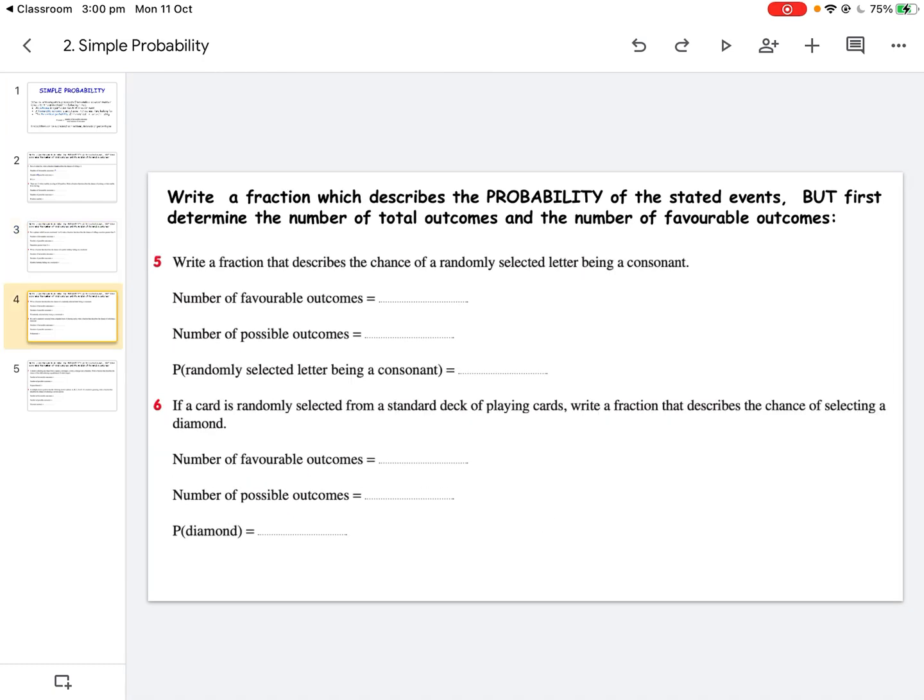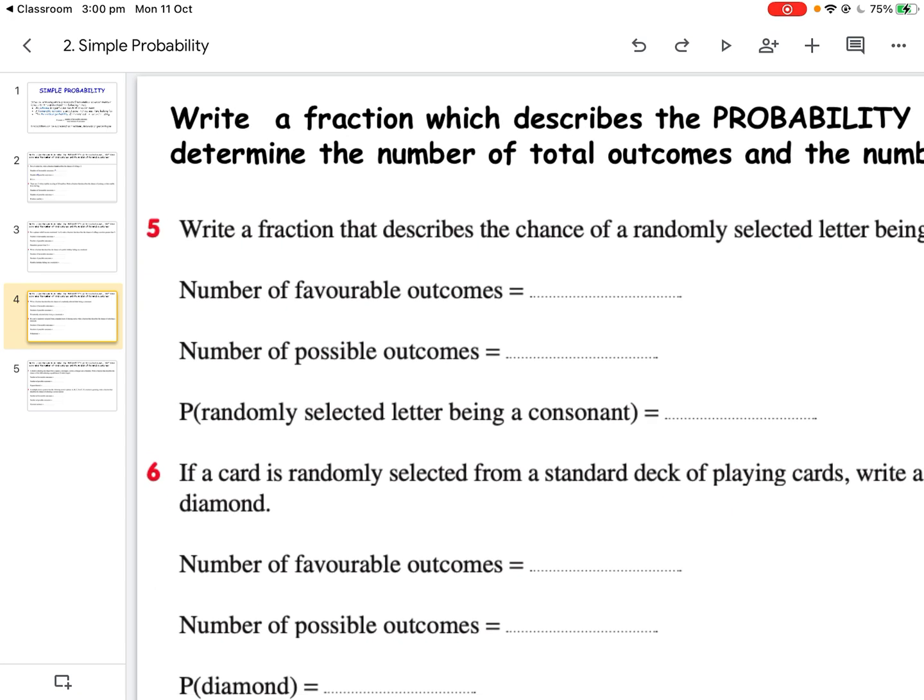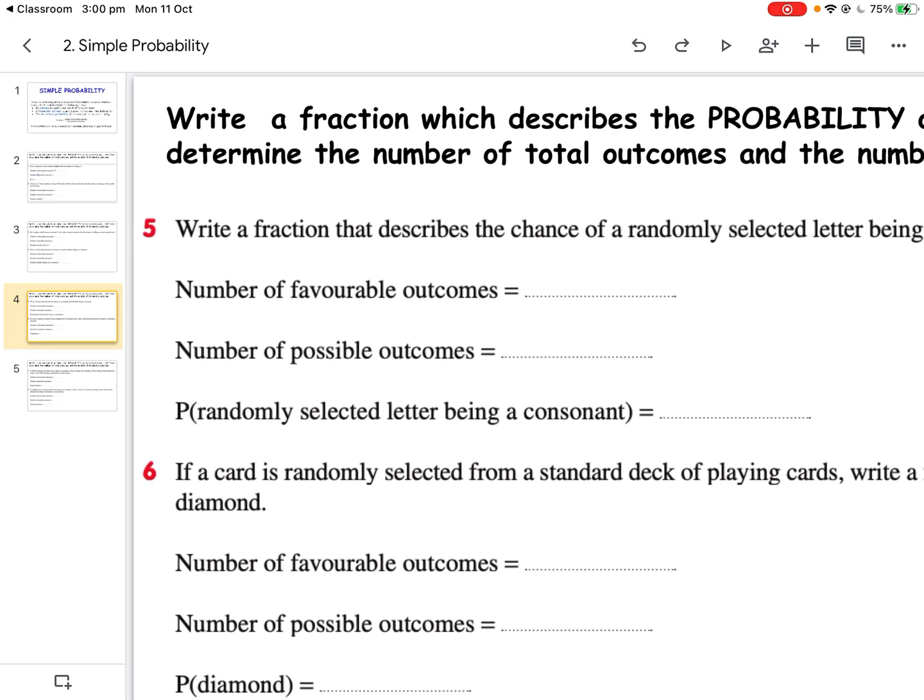Next one, write a fraction that describes the chance of a randomly selected letter being a consonant. Well, A, E, I, O, U are vowels, so everything else is a consonant. You've got 5 vowels out of 26, so 26 minus 5 is 21. So there are 21 consonants. Number of favourable outcomes is 21, number of possible outcomes is 26. So your probability would be 21 over 26.